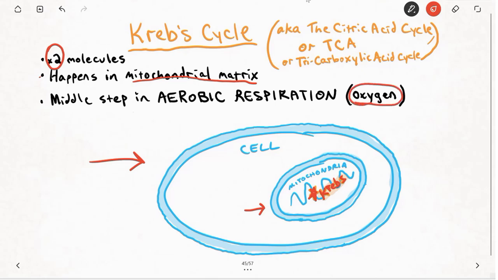Because remember, if there's no oxygen, we can't do the transition step. It has to go over to fermentation. So as long as there was oxygen present to do the transition step, we are in aerobic respiration, and the next step will be this Krebs cycle. And the Krebs cycle is also called the citric acid cycle, or TCA, the tricarboxylic acid cycle. This is all the exact same thing as the Krebs cycle. So if your teacher or your textbook uses one of these other terms for it, we're talking about the exact same thing as the Krebs. So don't worry about that.